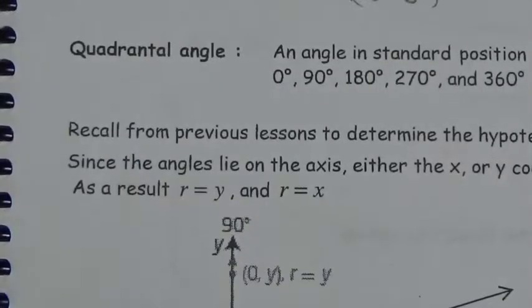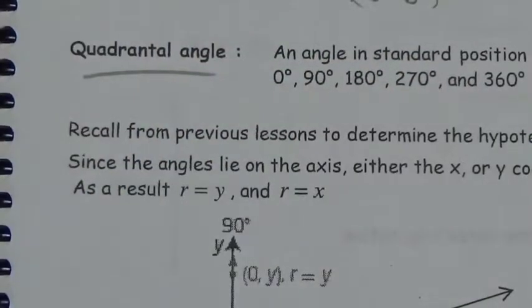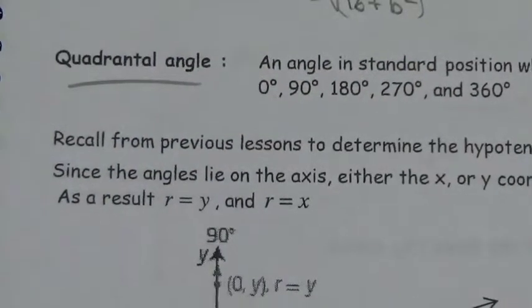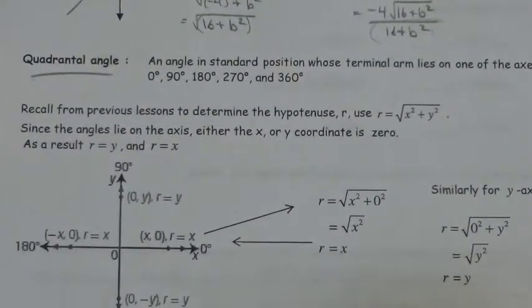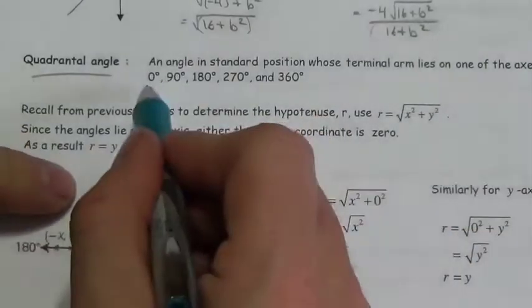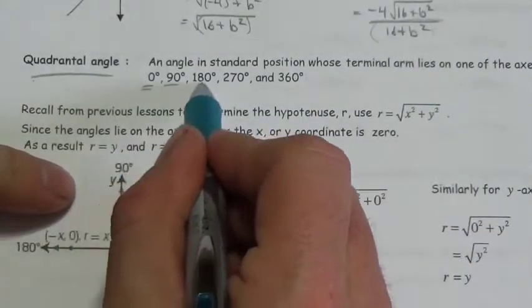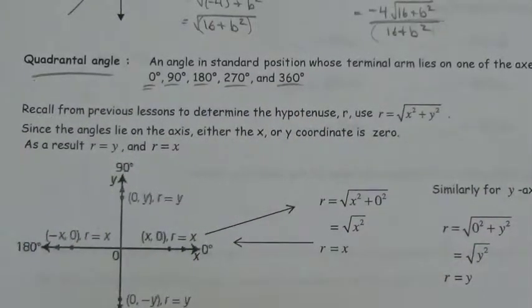For the next couple minutes here, we're going to take a look at a special set of angles called the quadrantal angles. Just for the next few minutes, we're going to talk about something called quadrantal angles. These are angles where the terminal arm of the angle is on one of the axes. And so we're actually looking at a very specific set of angles. It's either going to be 0 degrees, 90, 180, 270, or 360. Just that group of them. We're only looking at those angles there.